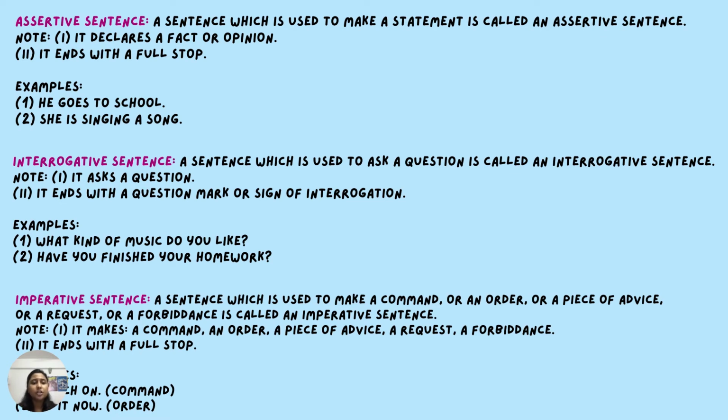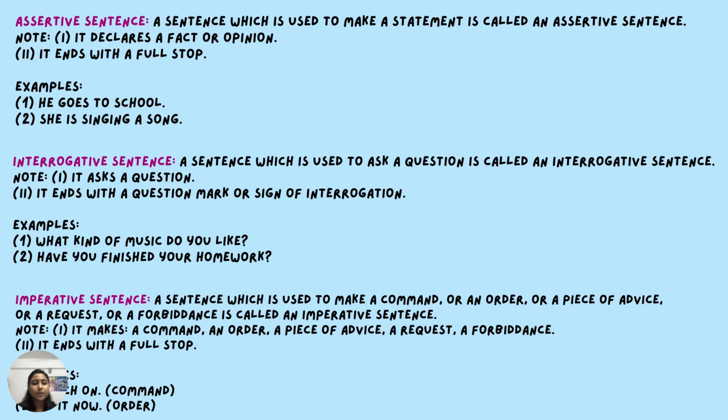Now, moving on to interrogative sentences. A sentence which is used to ask a question is called an interrogative sentence. It's basically a question, and it ends with a question mark, of course, or sign of interrogation. So the examples are, "What kind of music do you like?" I'm asking you a question. "What kind of music do you like?" And then there's a question mark. The next one is, "Have you finished your homework?" It's also an interrogative sentence.